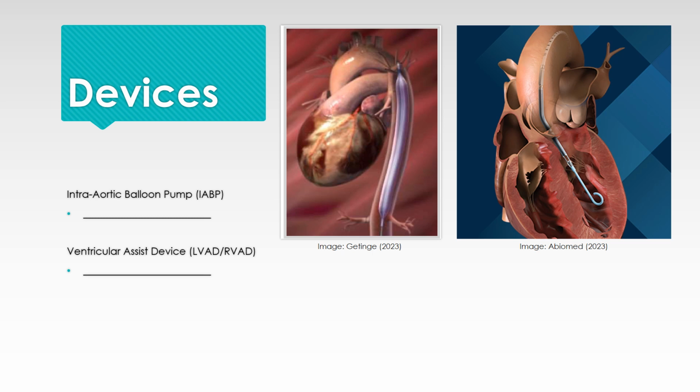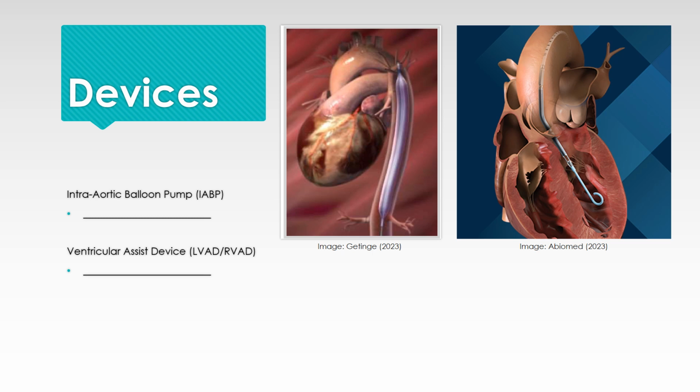The ventricular assist device, also if you have it on the left side, it will be called a left ventricular assist device or an LVAD. And if it's on the right side, it's a right ventricular assist device or an RVAD. But we use this for contractility issues. So in this situation, this is the picture on the right-hand side.